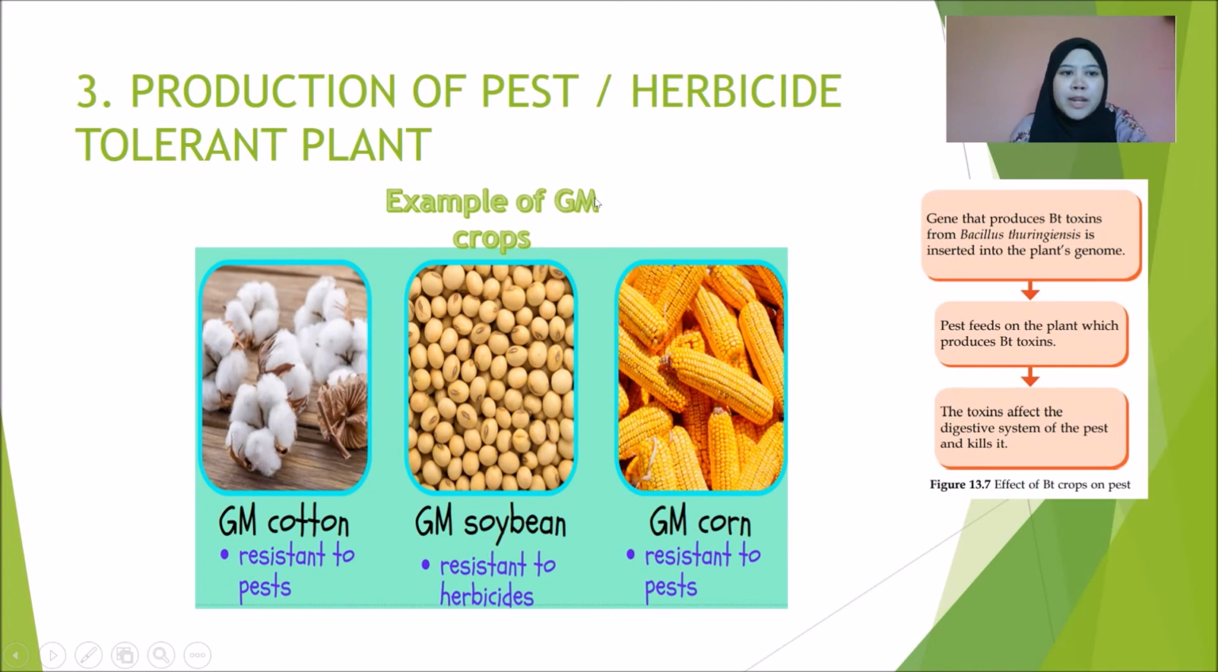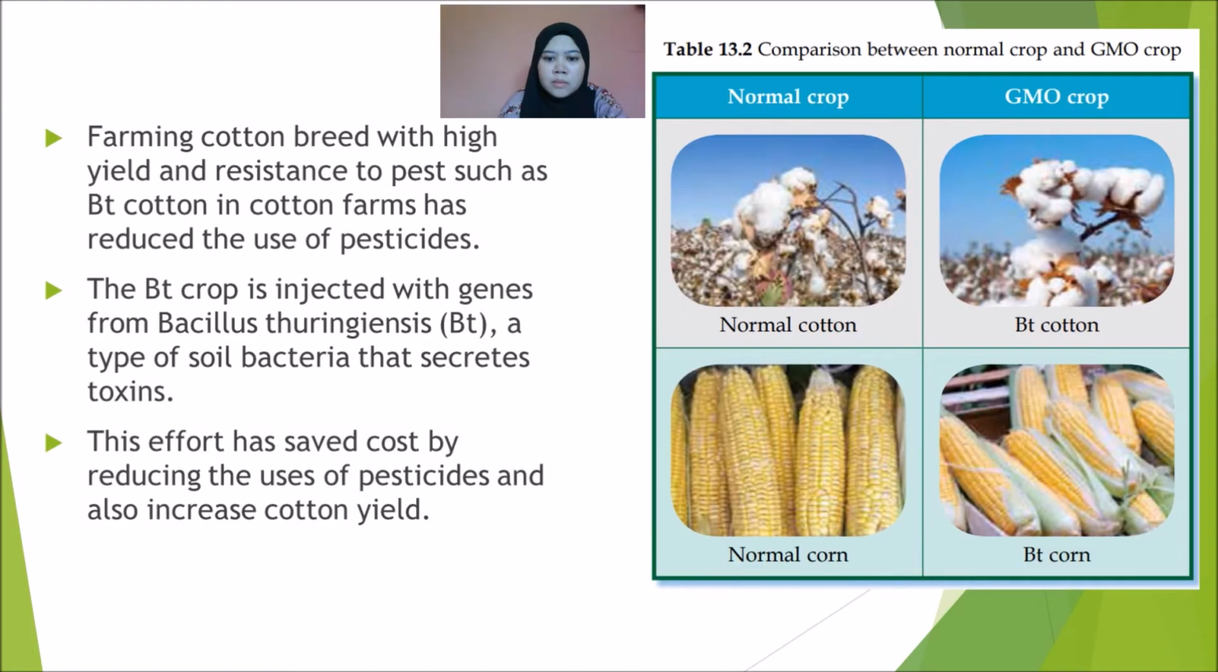The third application of biotechnology in life is production of pest or herbicide-tolerant plant. This means we produce new plants that are tolerant to pest or herbicide. There are a lot of examples of GM crops. Examples are GM cotton, GM soybean, and GM corn. So here in this table is the comparison between normal crop and GMO crop.